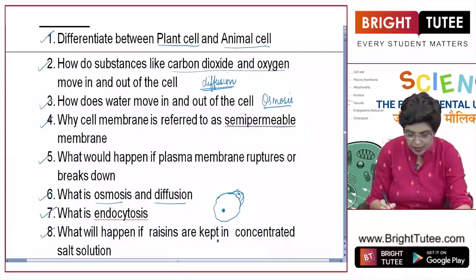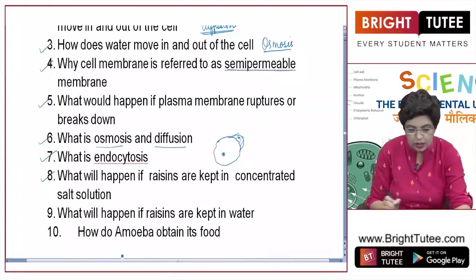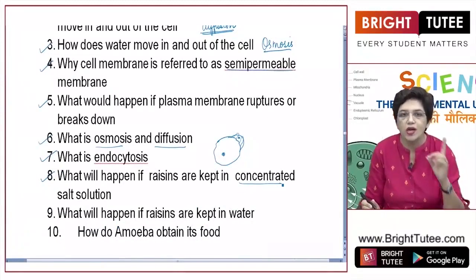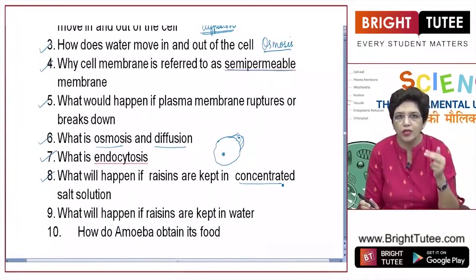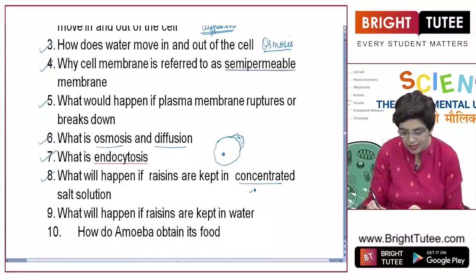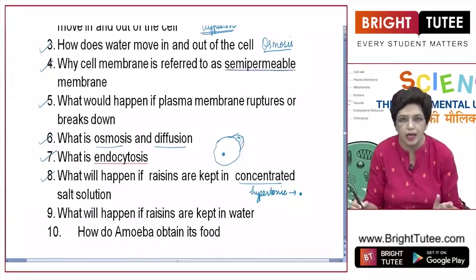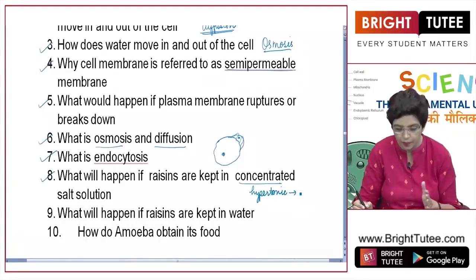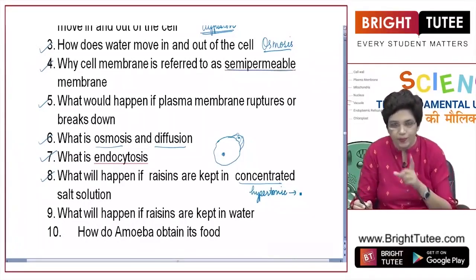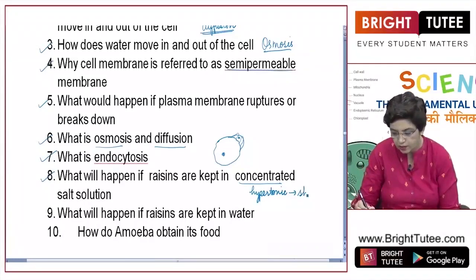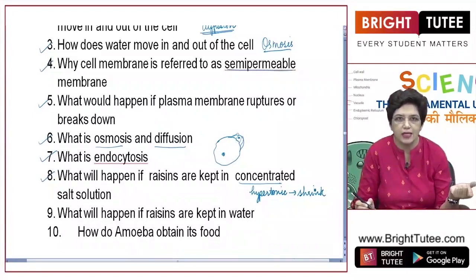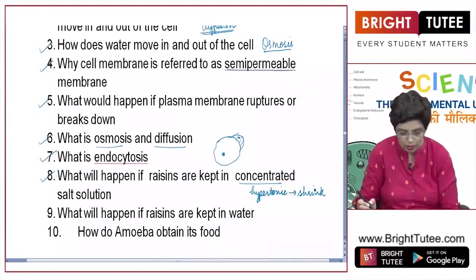What will happen if raisins are kept in concentrated salt solution? I just told you, if salt is high, that means water is less. Such a solution is called hypertonic solution. And if raisins are kept in hypertonic solution, what will happen? The cell will shrink. More water will move from inside the cell to the outside, to the surrounding.